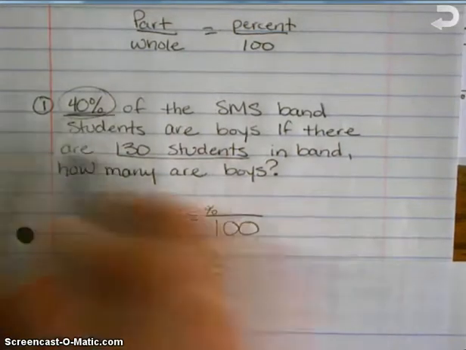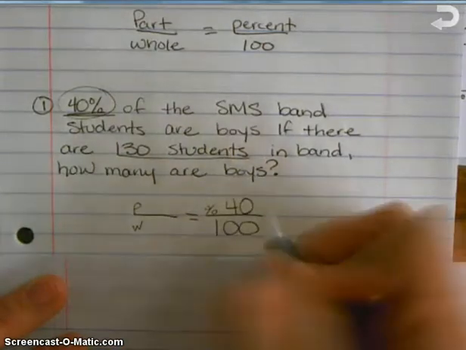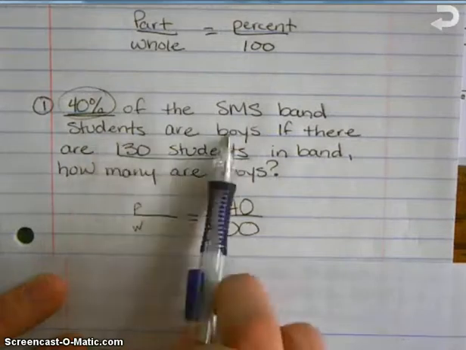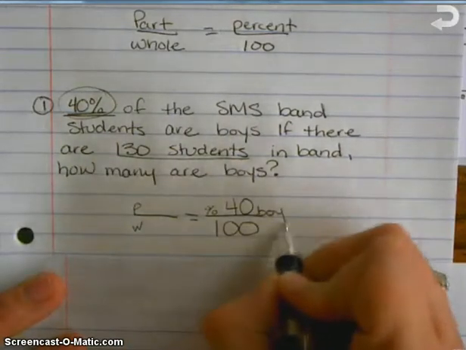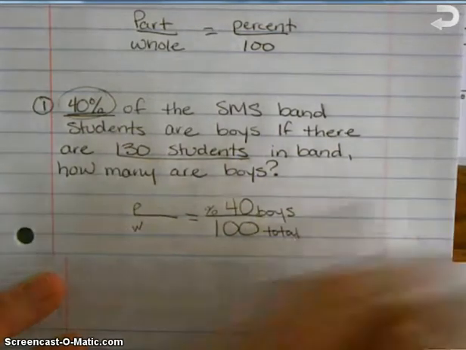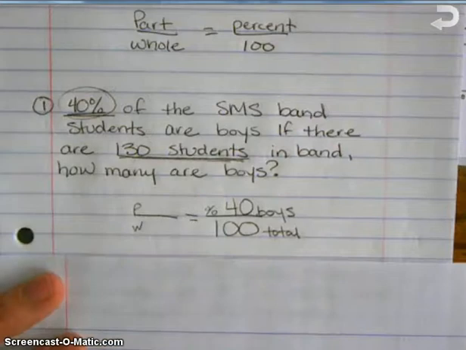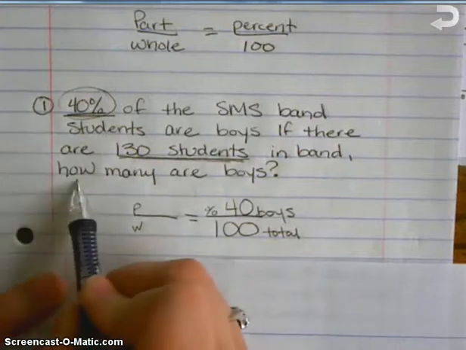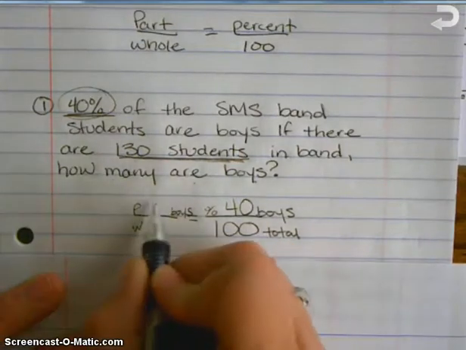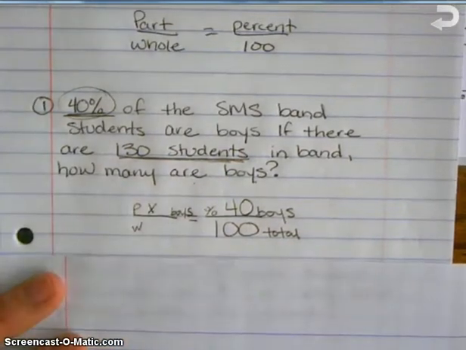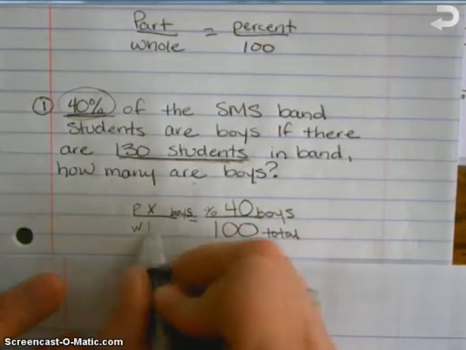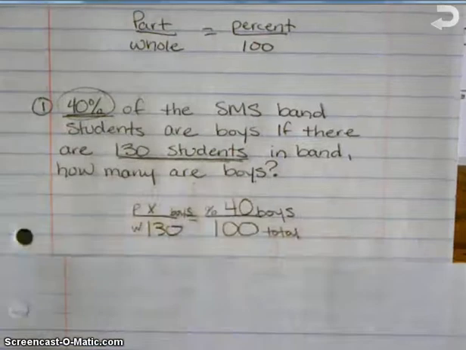The first number I see is 40%, so I'm going to put 40% over 100. Now 40% represents 40% of the SMS students are boys, so 40% is 40 boys out of 100, which would make 100 the total. If there are 130 students in a band, how many are boys? Since the question is asking how many are boys, the boys is going to be our variable. We don't know how many boys there are. And 130 students is the total number in the band, so that's going to be our whole.